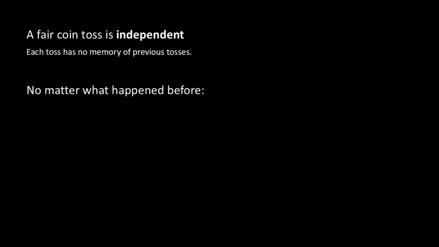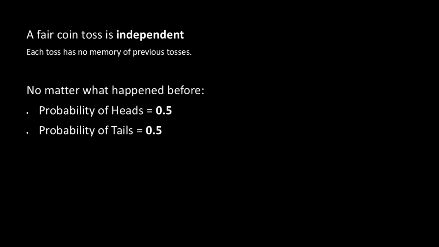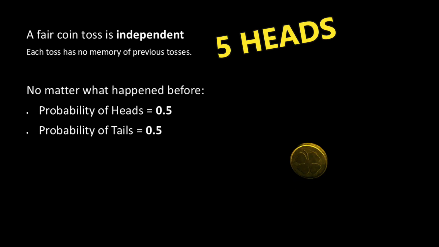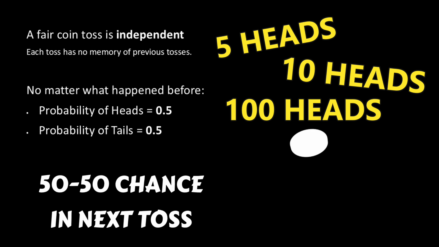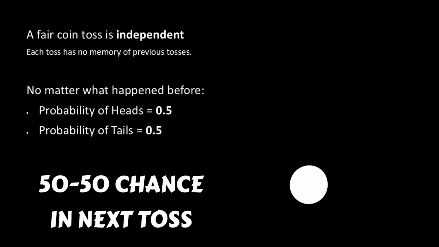A fair coin toss is independent, meaning each toss has no memory of previous tosses. No matter what happened before, the probability of heads is 50%, and the probability of tails is 50%. Even after 5 heads in a row, even after 10 or 100 heads in a row, the probability of the next toss is still 50-50. Nothing changes. But where does the confusion come from?